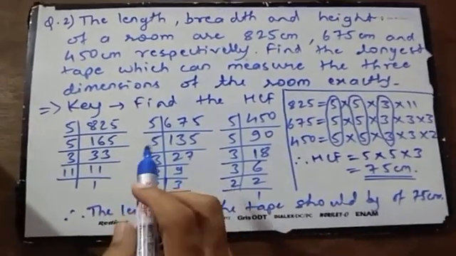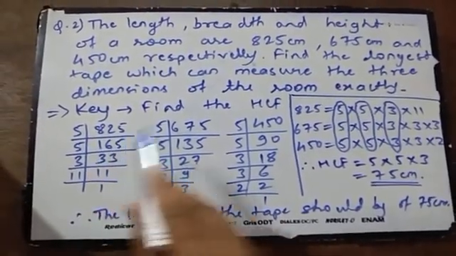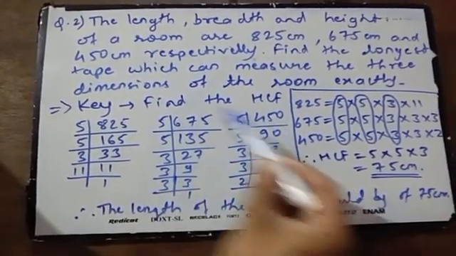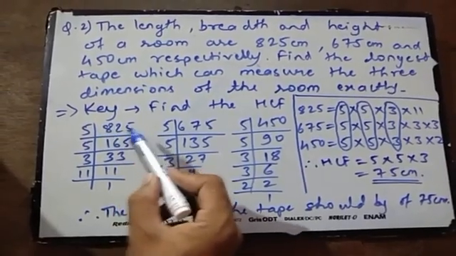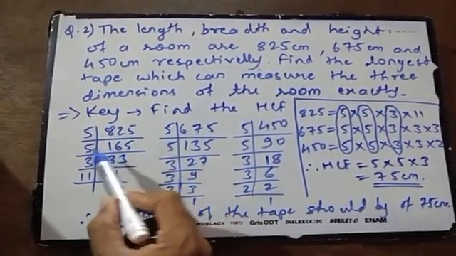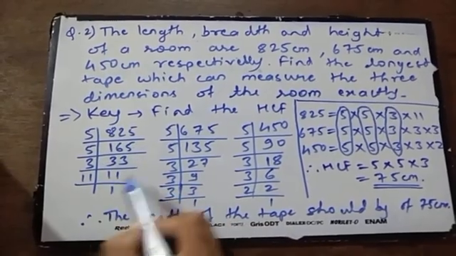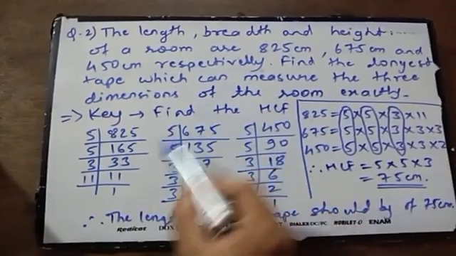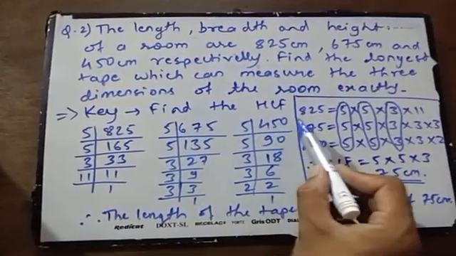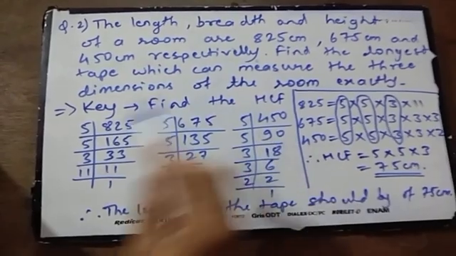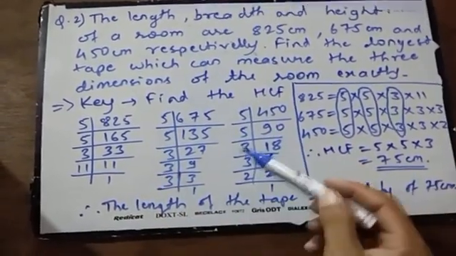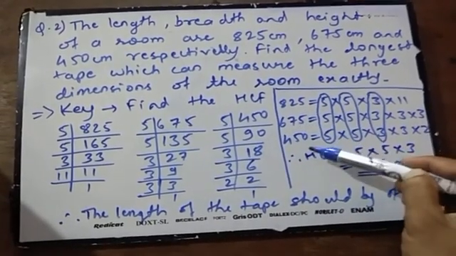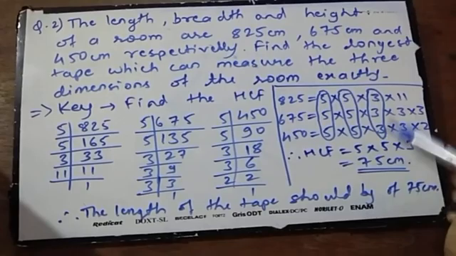Therefore first we will find the prime factors of each number, 825, 675 and 450, by using our division method. In this way we can find the prime factors. 5 ones are 5, then 3 remain 3, 5 6s are 30, 2 remain, 5 5s are 25, 5 3s are 15, 1 remain, 5 3s are 15, 3 ones are 3, 3 ones are 3, and then 11 ones are 11. In this way find the prime factors of 675 also and 450 also by using the prime factorization method. Then after finding the prime factors, write down the prime factors of each number separately here: 825, then 675, then 450, and then find the common prime factors.